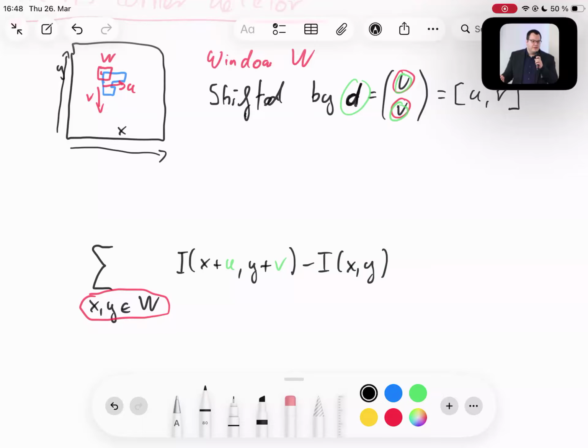Now, this change can be positive or negative, but I'm summing up all of these changes. But summing up positive and negative changes, usually that doesn't work well. And I also want to penalize large changes. So I'm squaring the change. That's a typical technique in signal processing, AI, machine learning. Squared errors, so my errors are always 0 or positive. Big errors are penalized more. And I call this error E of UV, that sum, and I'm going through in that sum all the pixels in the window.